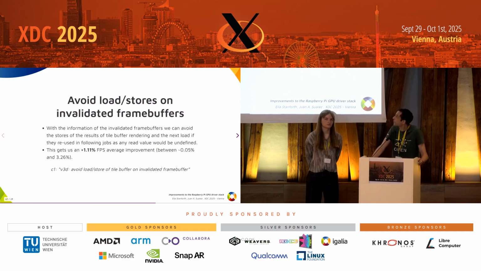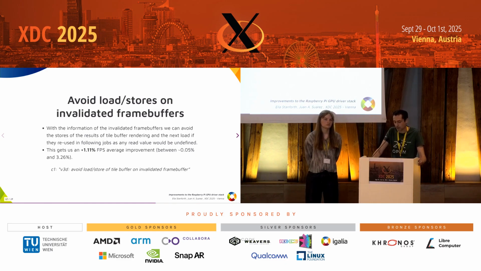So the first improvement happens when we have invalidated frame buffers. Before these improvements, we were running all the tiles, and when running the tiles, there is a step of loading the tile buffer, and then another step of storing the result of the tile buffer. But when we have invalidated frame buffers, it's not required, and the load and the store are quite expensive operations. So basically, just by avoiding this, we get an improvement of 1%.